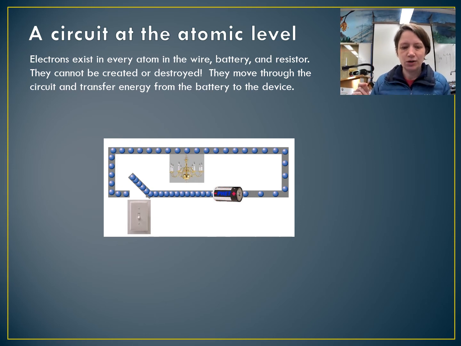What's happening in the circuit is those electrons are loaded up with energy at the battery. They're kind of like little trucks that carry energy. They leave the battery with their energy, move through the circuit and transfer the energy from the battery to the resistor or load. So they're going to carry their energy over to that little light bulb, to the chandelier, deposit the energy there, and then continue going through the circuit over and over again.